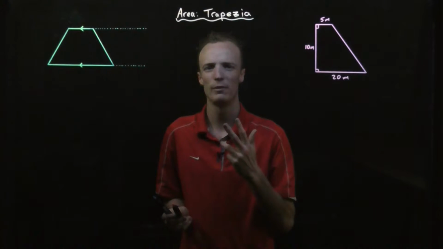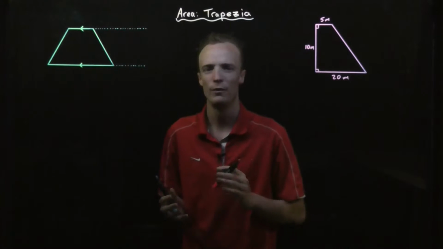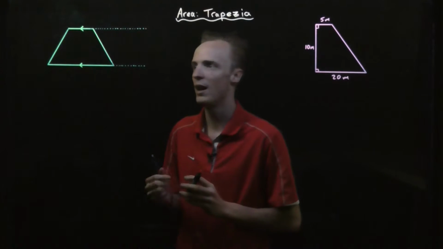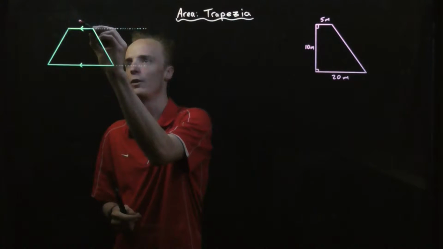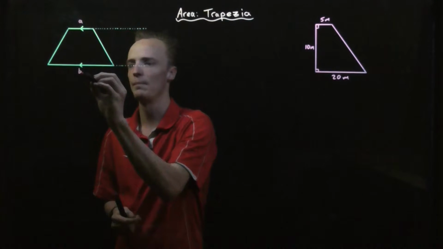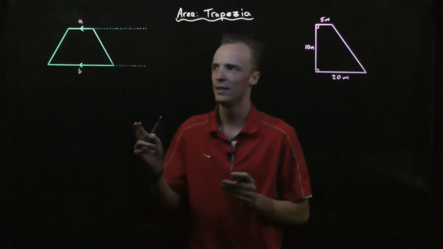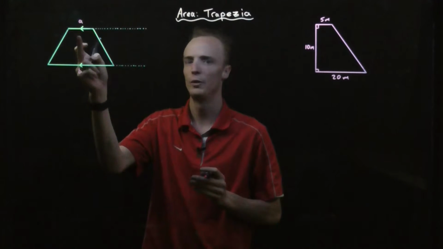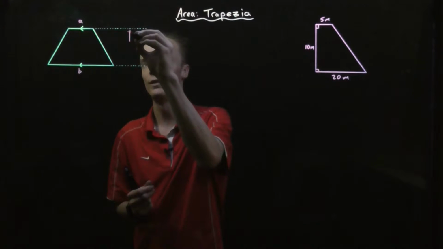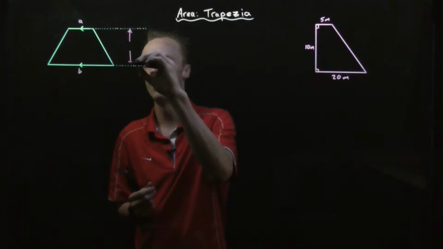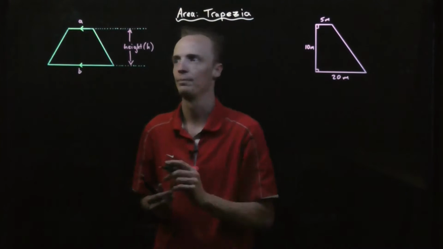Now, there's three pieces of information that we need to know to be able to calculate the area of a trapezia. The first two pieces of information we need to know are the length of each of the parallel sides, which we refer to as A and B. And the third piece of information that we need to know is the distance between these parallel sides at right angles to them. So we refer to this distance between them as our height, which we give the letter H.